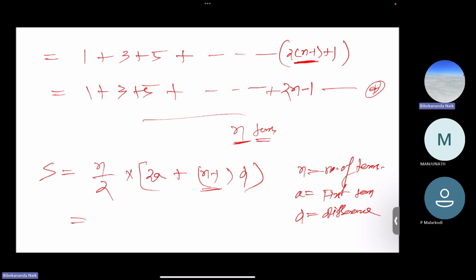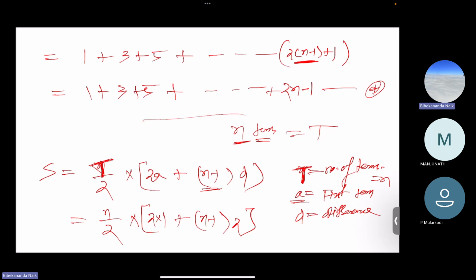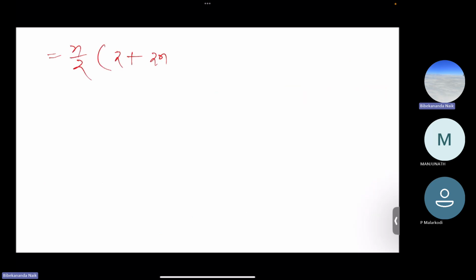So if we calculate it, it will be n by 2, because the number of terms is n. So n by 2 into 2 into 1, because a is the first term, plus n minus 1 into d, where d is the difference, that is 2. So it will be n by 2 into 2 plus 2n minus 2, which is n by 2 into 2n. Then the 2 gets cancelled again, and it is n square. So this is the degree of degeneracy.